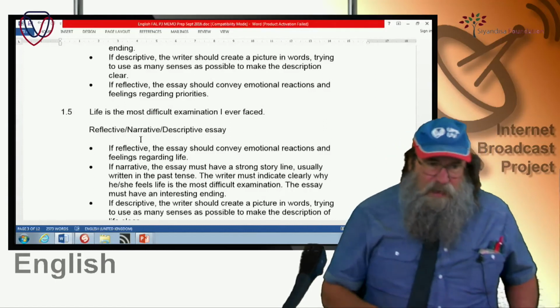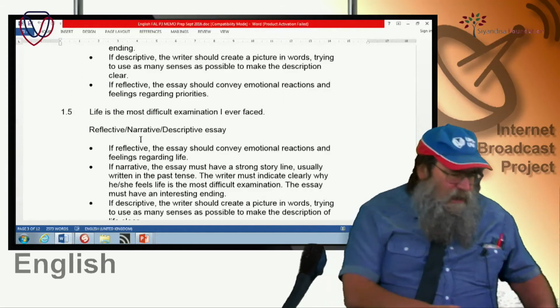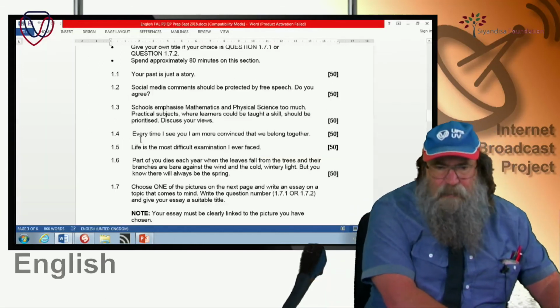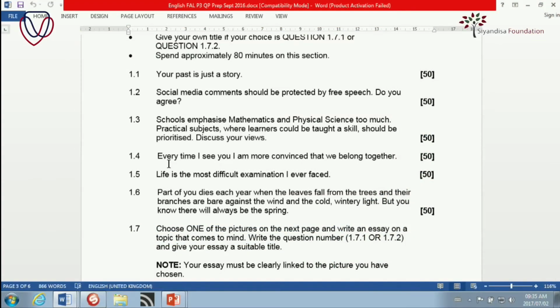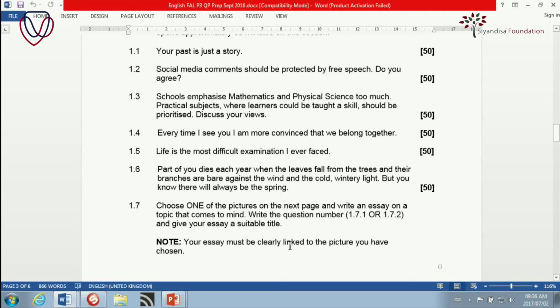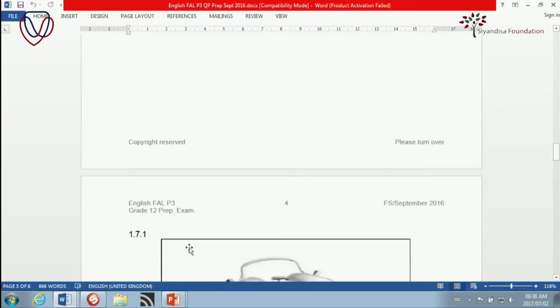Now, bear with me before we go on to look at planning and all those nice little details. Let's go back to our question paper and let's look at 1.7. And what does it say here? Choose one of the pictures on the next page and write an essay on a topic that comes to mind. Write the question number, 1.7.1 or 1.7.2, and give your essay a suitable title. Now note, your essay must be clearly linked to the picture you have chosen. That is what this is all about. Let's go then to our two pictures that we have here.